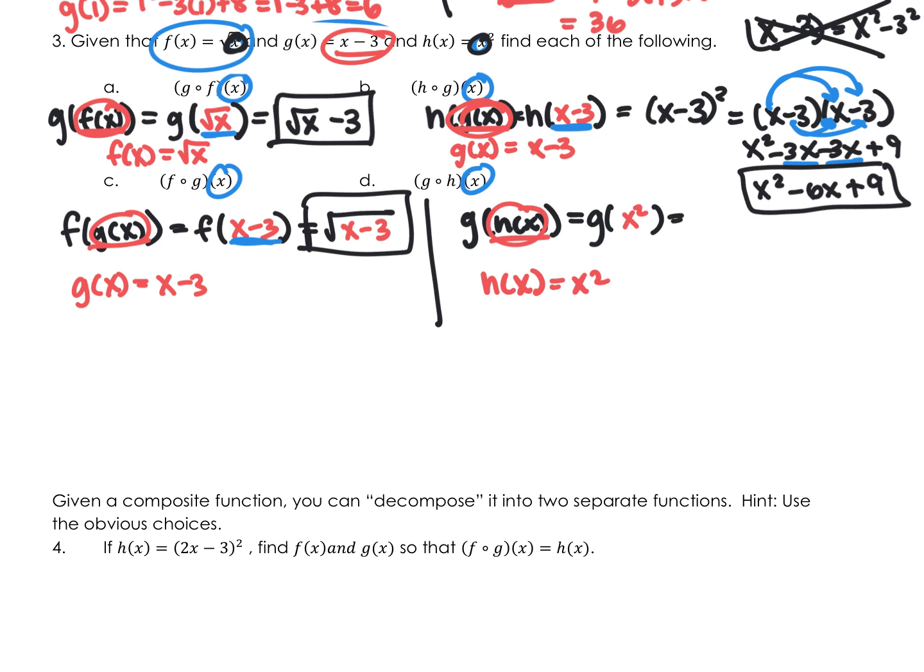And then we need to find g of x squared. So let's go look at what g is up here. g is this guy. So wherever there's an x, you're going to put x squared in that spot. So we need to start with x, and we're going to replace that with an x squared. And then we have minus 3. And there's no simplifying for that one, so you're done.